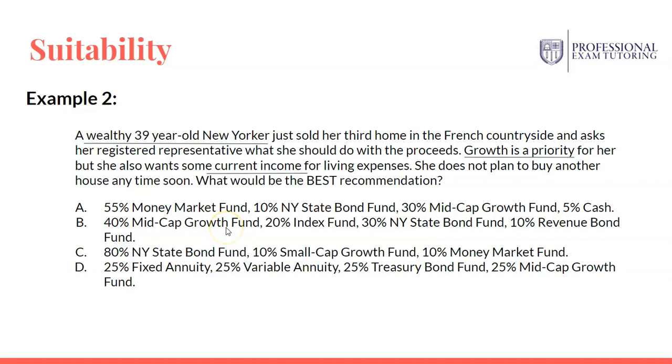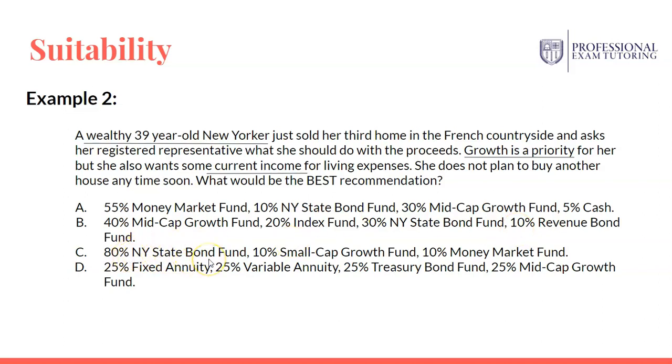40% mid-cap growth fund, that's a stock fund. 20% index fund, that's another stock fund that's mimicking the stock market index. And then 30% New York State bond fund, 10% revenue bond fund. Both of those are munis, so that's pretty interesting for the moment.